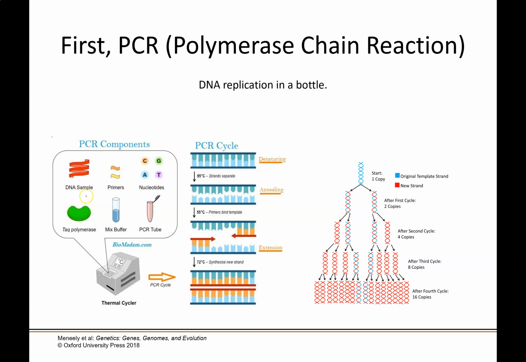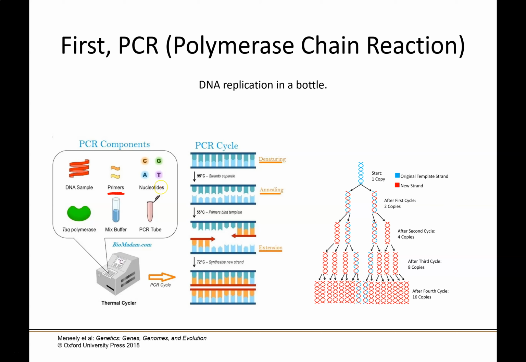You need a DNA sample. You need primers, which are oligonucleotides. In chapter 2, we talked about short sequences that you can bind or hybridize to a DNA sequence. And those are going to bind to our DNA and essentially start the replication process. They're like little tags to isolate the region that we want.